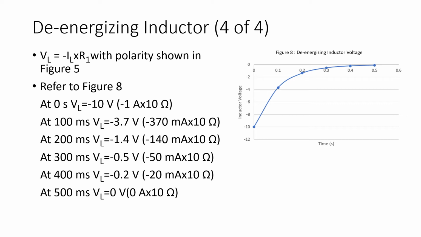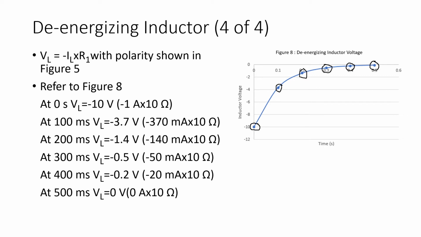So at time 0, the instant the switch is placed in position 2, the inductor voltage is negative 10 volts. And as time passes, that inductor voltage gets smaller because, of course, the current gets smaller as time moves forward. So at 1 time constant, we're at negative 3.7, 2 time constants, negative 1.4, negative 0.5, negative 0.2, and at 5 time constants, again, we assume the inductor voltage is 0.